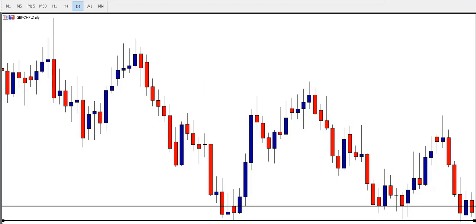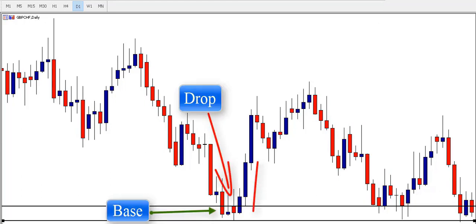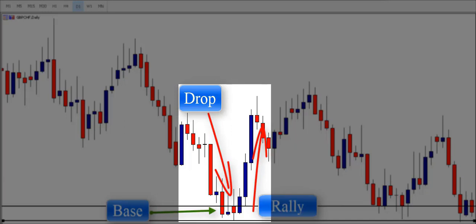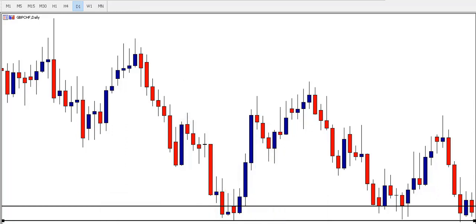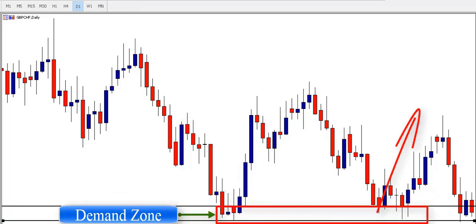Let me give you an example. As you can see in this daily chart, this is a clear drop-base-rally pattern that formed at the end of this downtrend. The drop is a move down, followed by a consolidation, followed by a move up. And this strong move creates a strong demand zone. When the market returns to test it, it will probably go up.